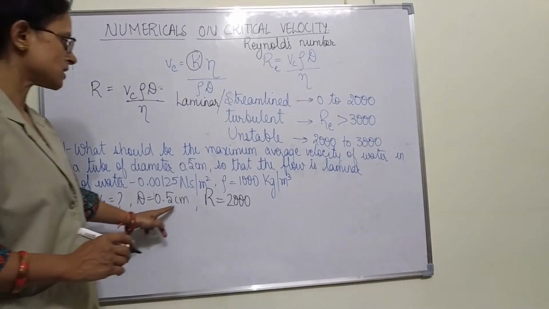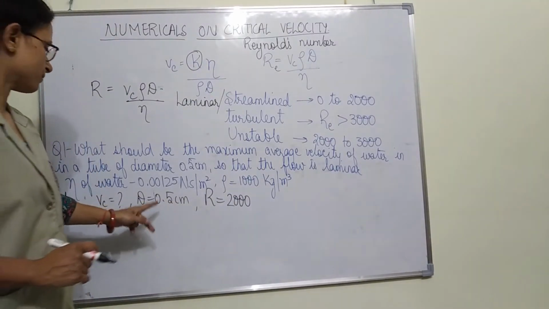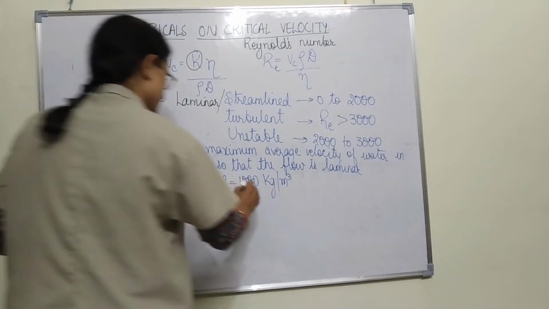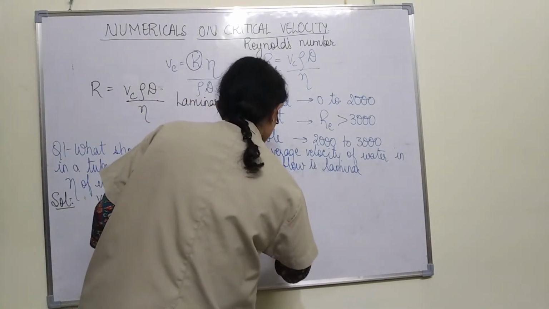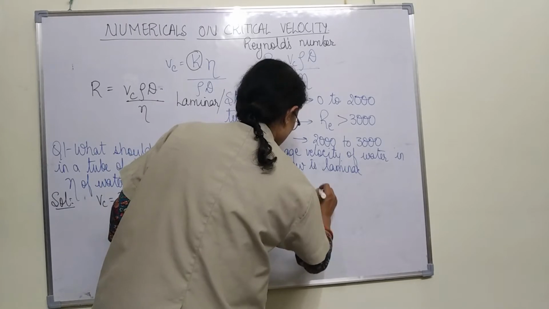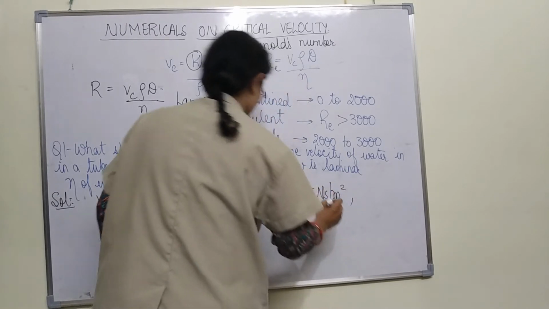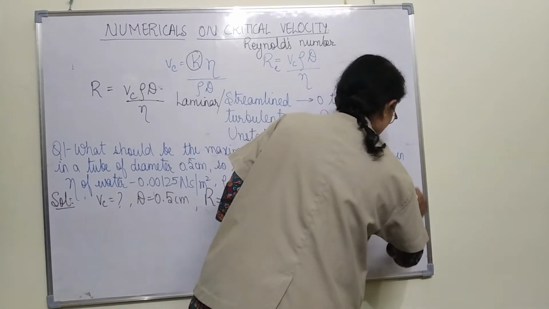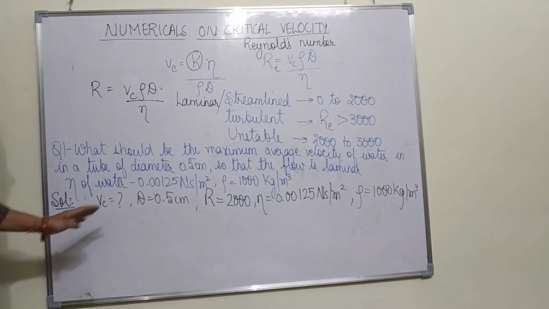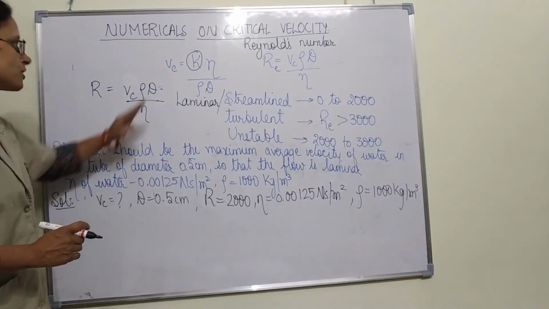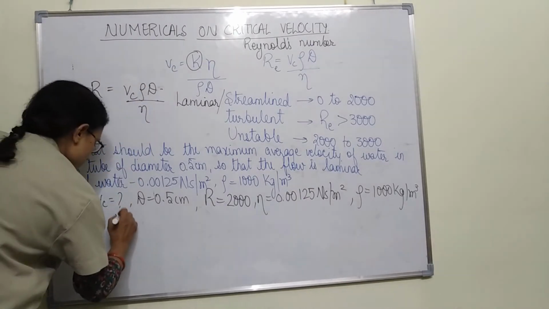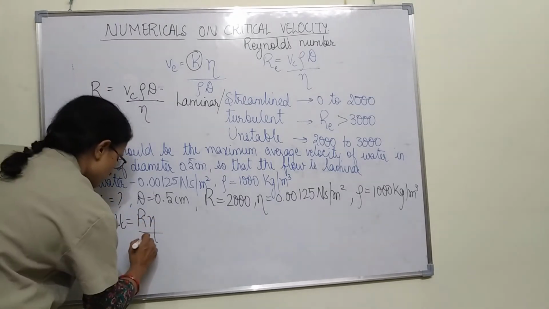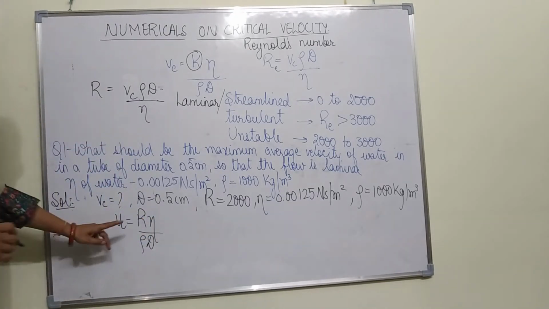So D is equal to 0.5 centimeter. Clear? The flow is laminar. Then eta for water is 0.00125 Newton second per meter square, and the density is 1000 kg per meter cube. So all the values are given to us. Now we will substitute these values in the formula Vc is equal to R eta upon rho d.